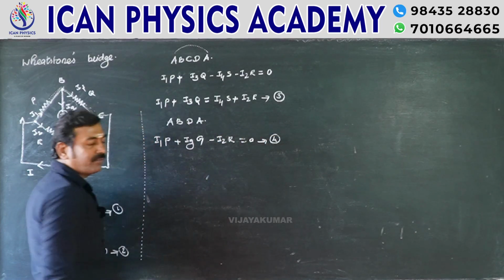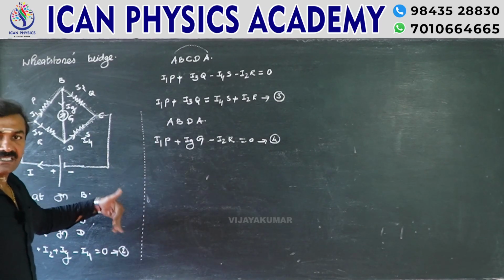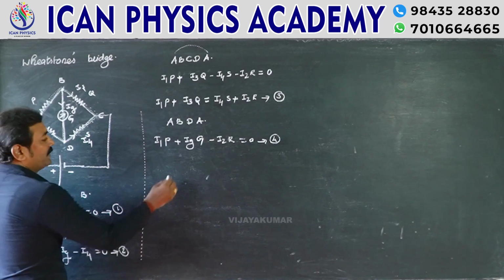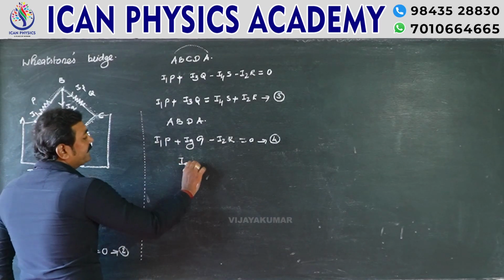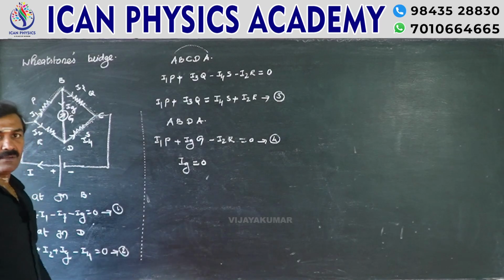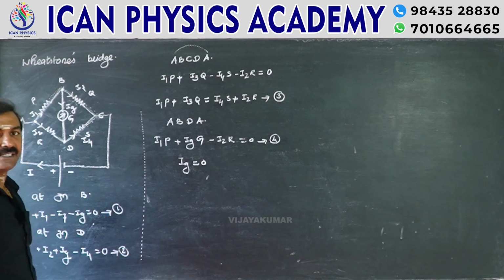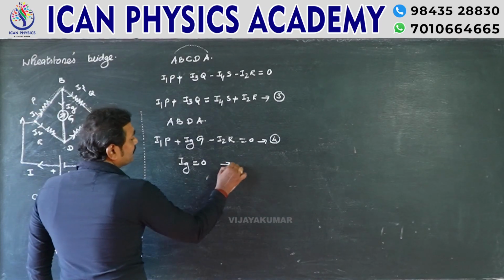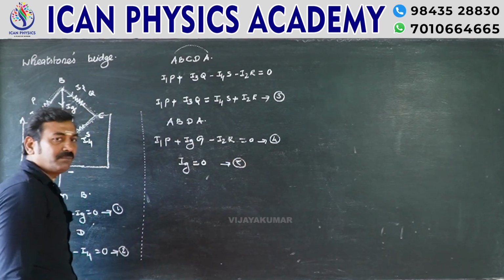Now equation number 4. When is the Wheatstone's bridge said to be balanced? When the galvanometer is at zero deflection, or does not give any deflection, or when the current flowing through the galvanometer is 0, then the Wheatstone's bridge is said to be balanced. Now it's taken as equation number 5.